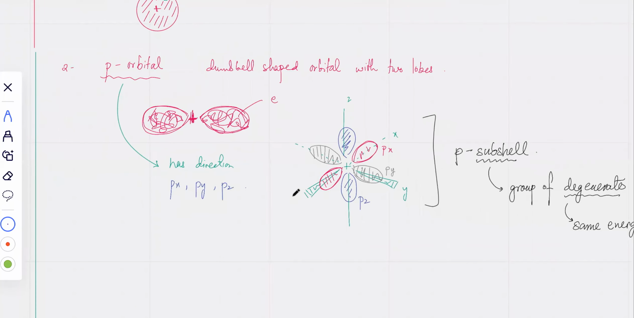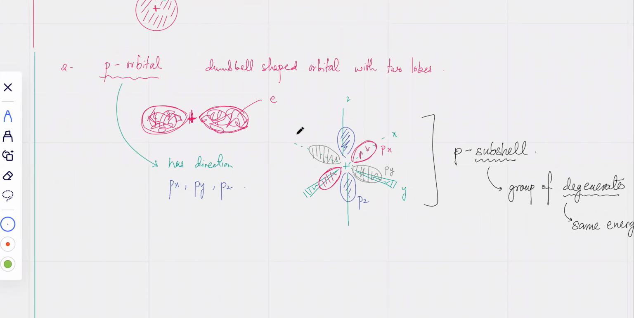So that's your p orbital. Remember, the electron would exist on either side of the nucleus, and it's direction dependent. So there would be 3 types of p orbitals, and if you group all of the p orbitals together, that thing would be known as a subshell. So this entire thing would be known as a p subshell, and it's a group of degenerate orbitals.